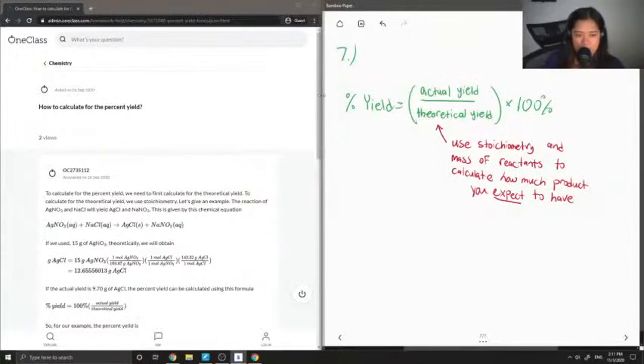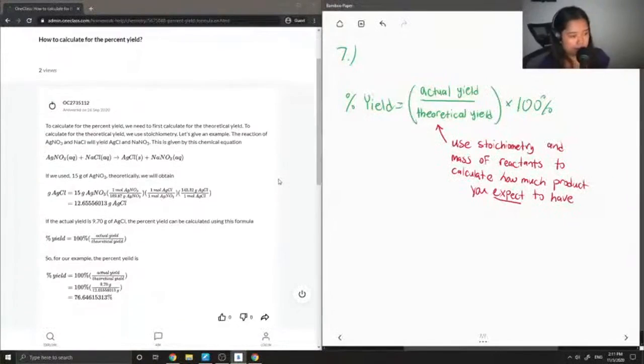Sometimes you get less than what you expect, so that's why we need to calculate percent yield to see how accurate we were in doing the experiment. There are other times where you get more than you need to, and that's when you know you might have done something wrong, if you get a percent yield that's above 100%.